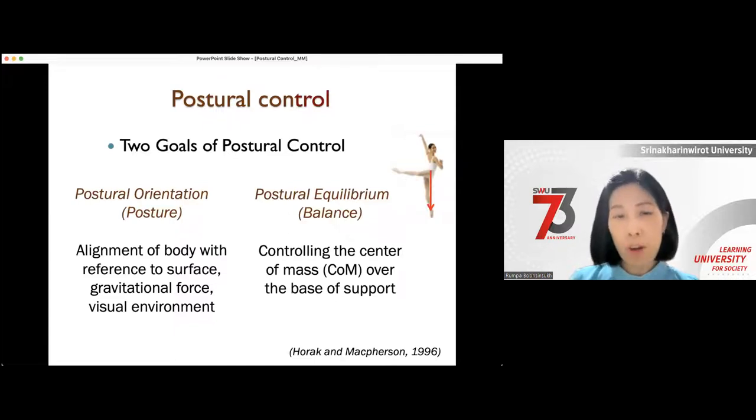Normally, these two goals of postural control need to coexist together. You can see the ballerina here. She has both good posture and is able to control the center of body mass within her very small base of support. This is also the aim of us as physical therapists, to make sure that our patient has good posture and also has good balance.